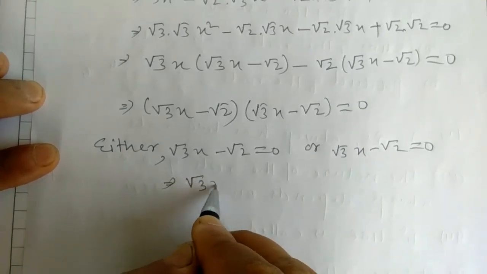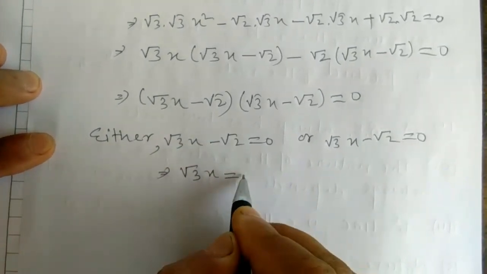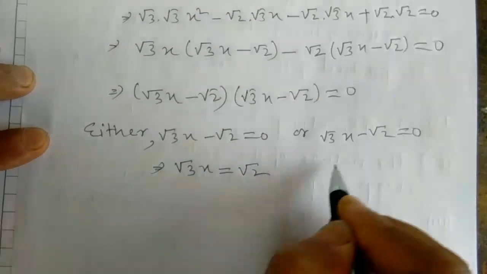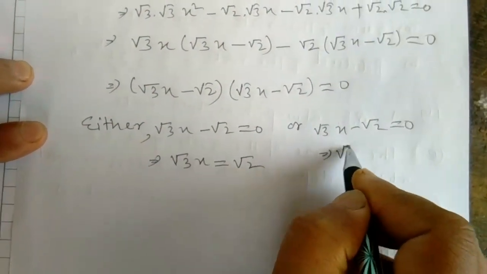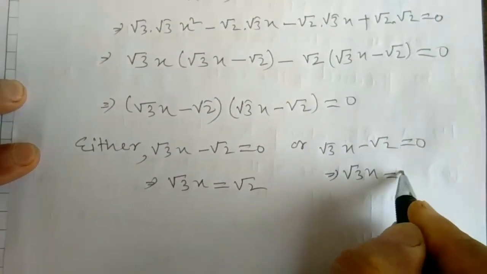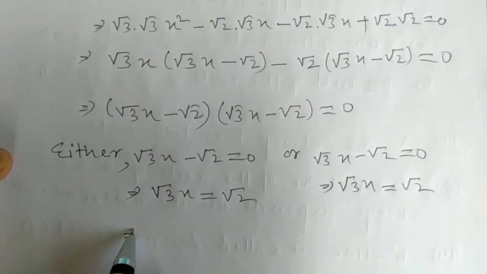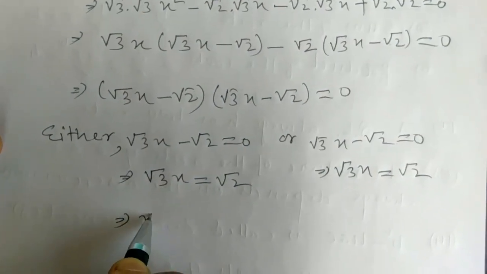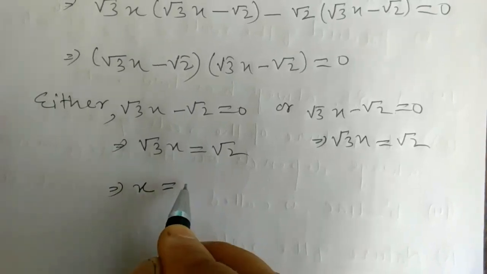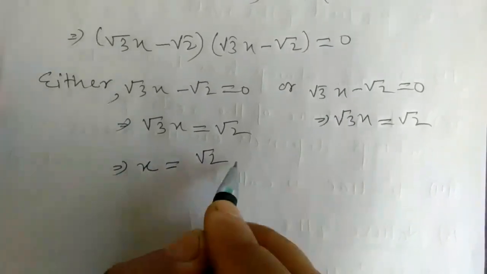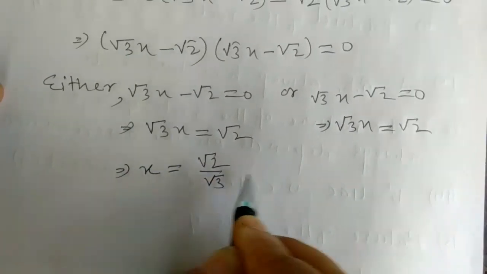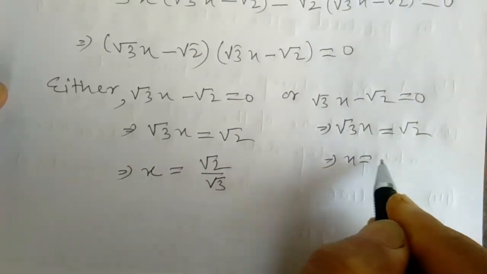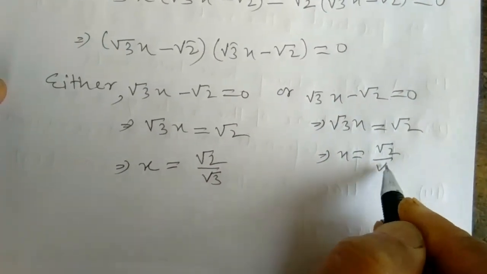First, we transfer the constant term to the right side. This is minus, that should become plus root 2. Similarly, here also the same. Root 3x, this is minus, that should become plus root 2. We cannot keep any coefficient with x, so we must transfer it to the right side. If we transfer this to that side, it becomes divide. Similarly, x equal to root 2 by root 3.